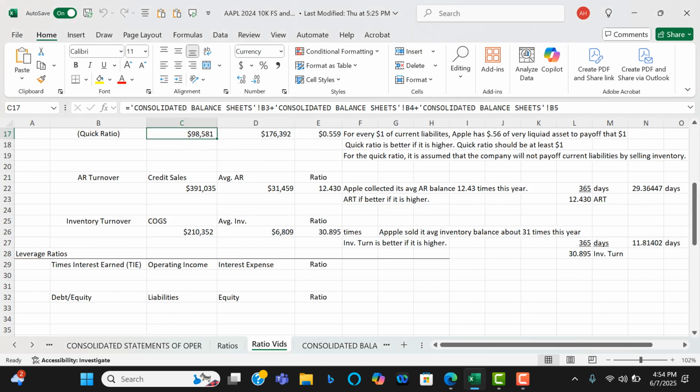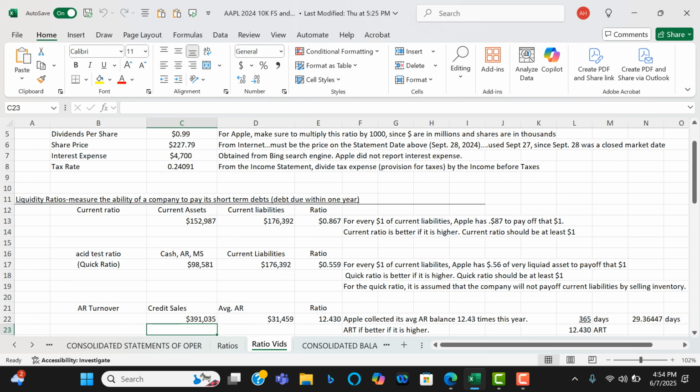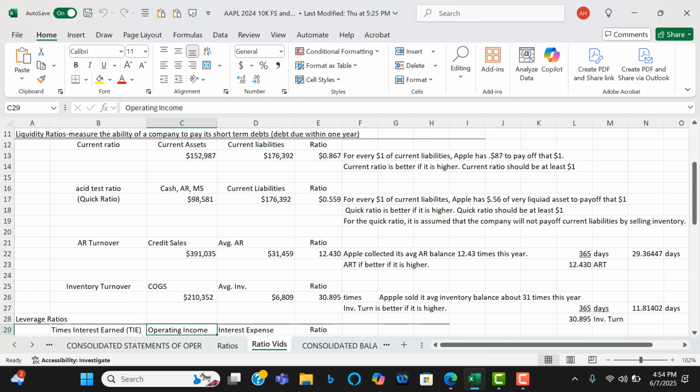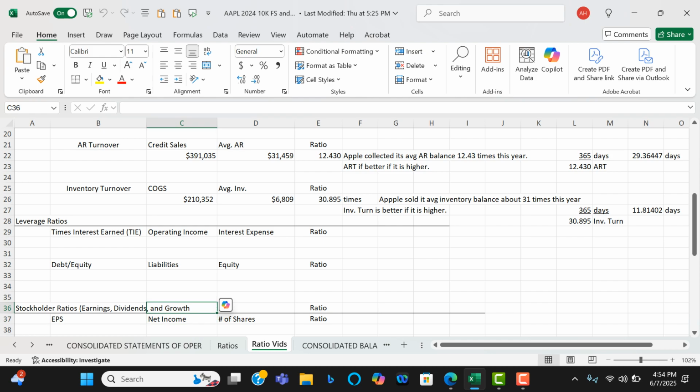In the first two videos, the first one we covered the inputs, go back and look at those. And the second one we covered liquidity ratios. This is going to be a short video because we only need two ratios here. And these are the leverage ratios.